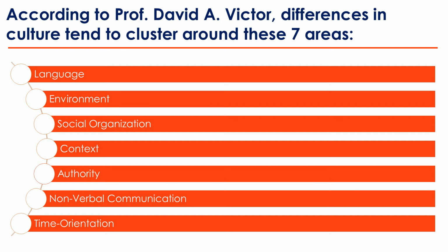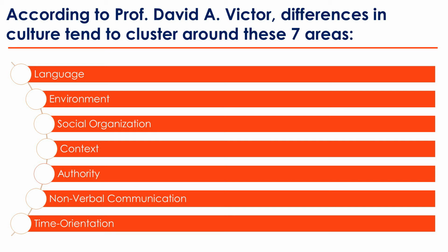First area is language, right? What language do people speak in a given culture or society? It's an obvious difference, but it's nevertheless a very important one. The second difference is environment. Does a society or culture correspond to a hot part of the world or a cool part of the world? A rainy part of the world or a dry part of the world, for instance?